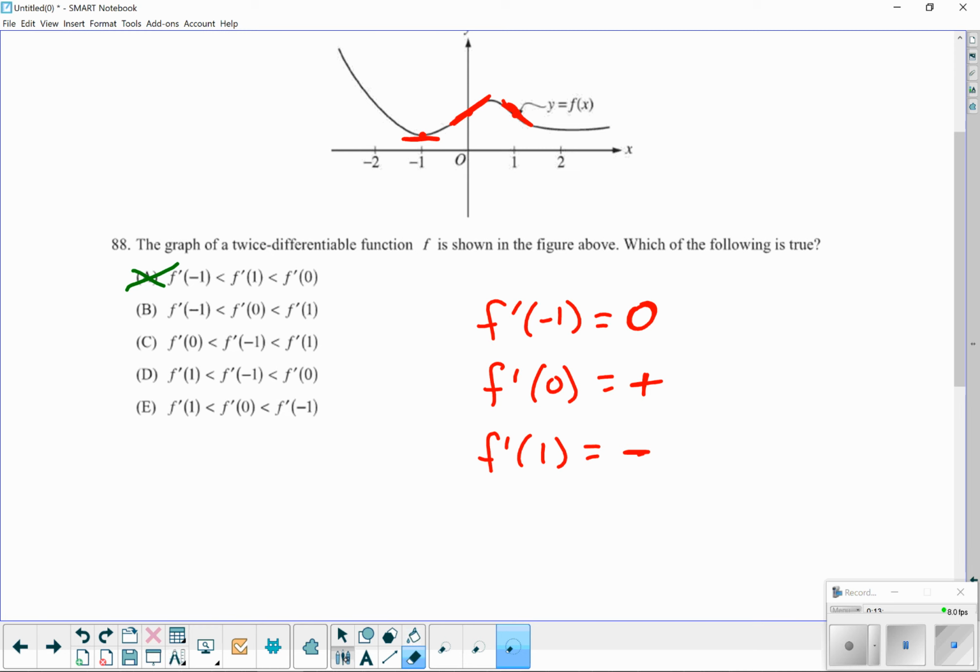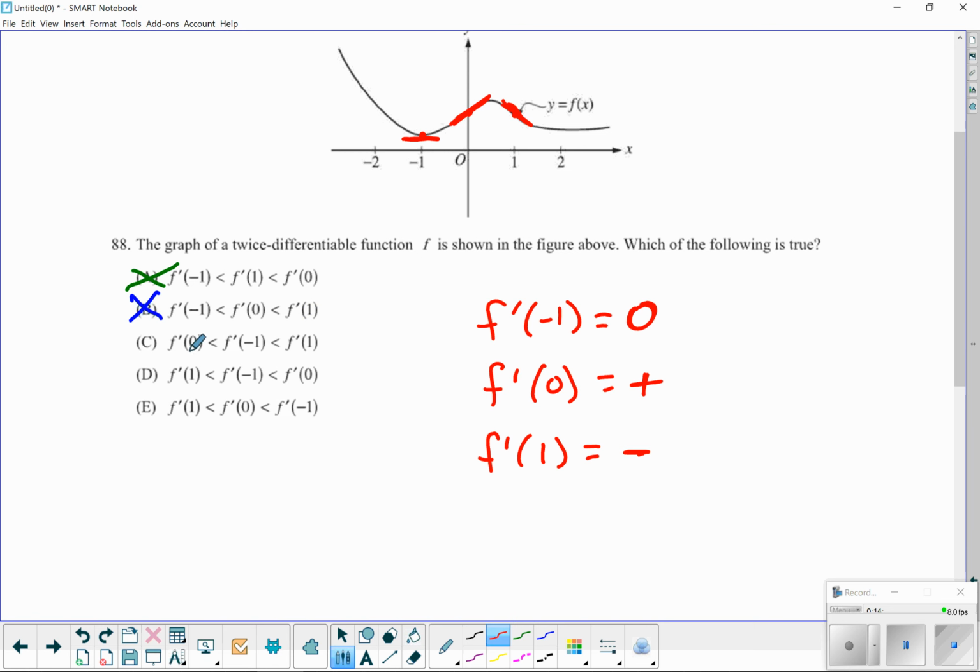Okay, B, so f prime of -1, which is 0. So they're saying 0 is smaller than f prime of 0, which is positive. So 0 is smaller than positive, which is true. And then smaller than f prime of 1, which is negative. Okay, so this part is true. That's not a problem, but this part is not true. So we're not going to use that as well. That cannot be it.